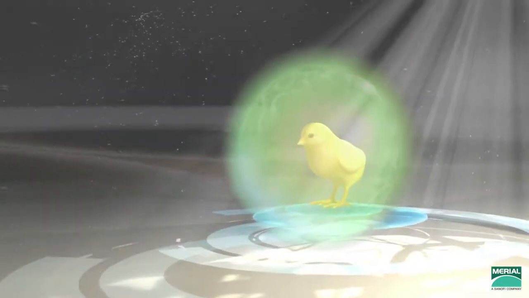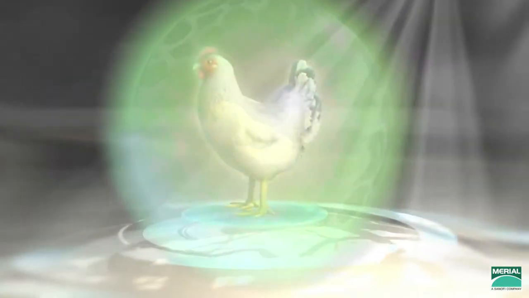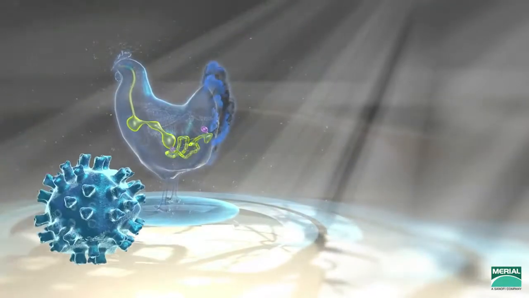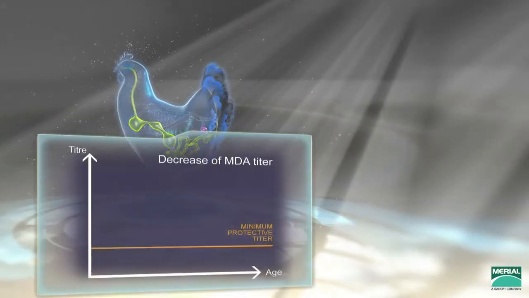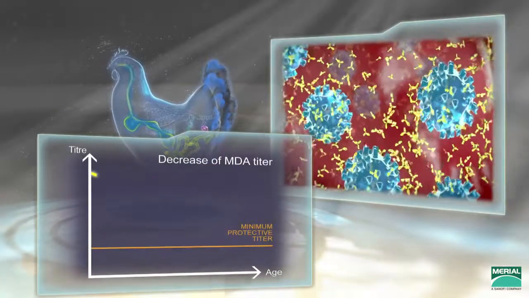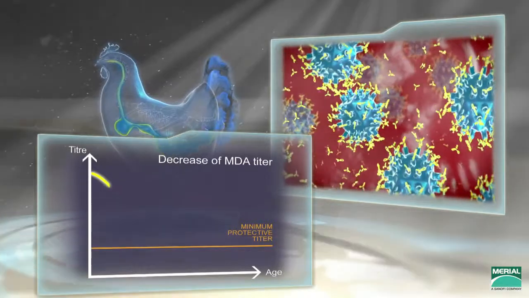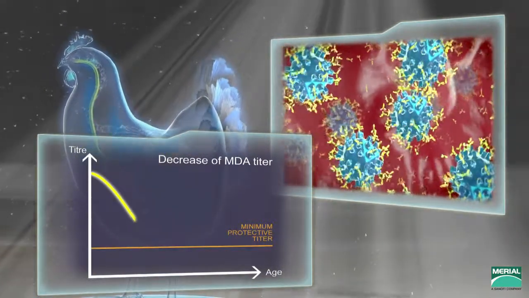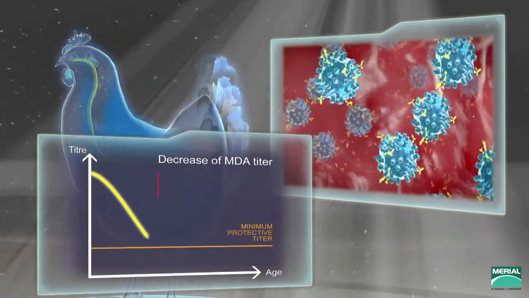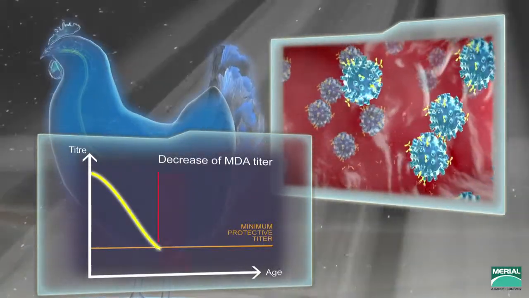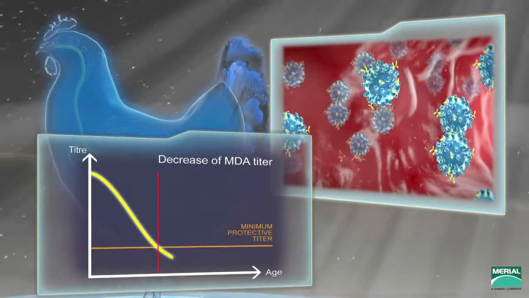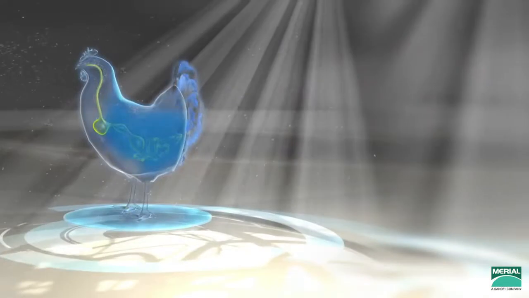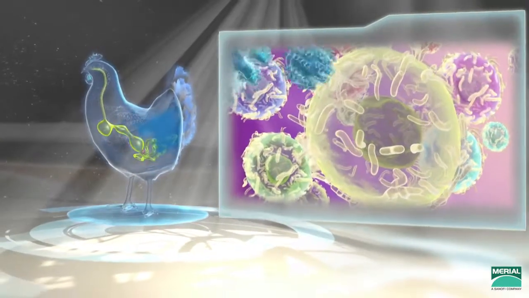Chicks hatch with high levels of IBDV maternal antibodies that decline as the chicken grows. The IBD virus enters the intestinal tract and then blood vessels. IBDV maternal antibodies protect the chicks from IBDV infection, until the level falls below the protective threshold, allowing the virus to reach and infect the bursa.